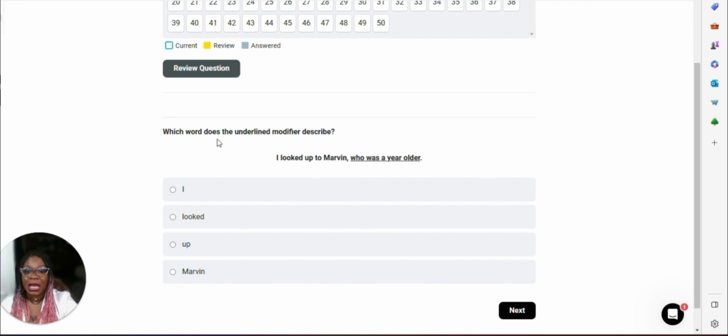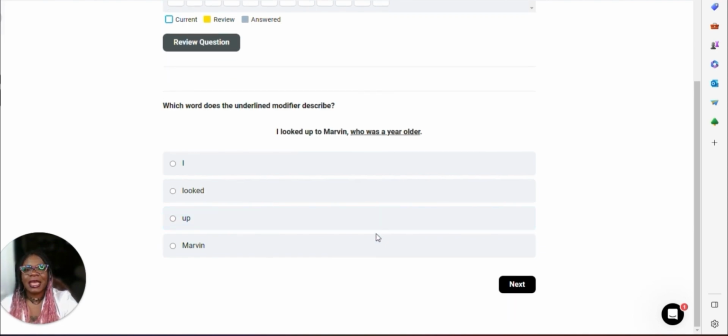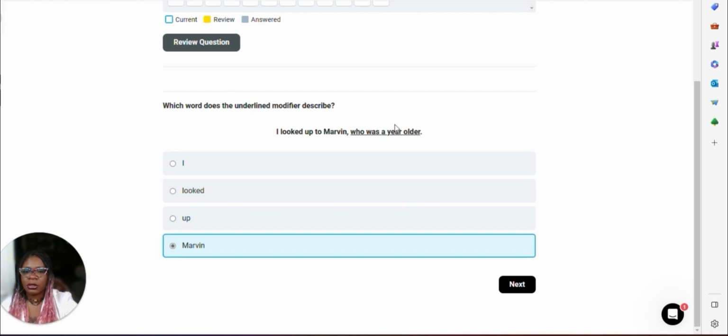Which word does the underlined modifier describe? I looked up to Marvin, who was a year older. Is it I? Is it looked? Or is it Marvin? The answer is going to be Marvin, and that's because who was a year older describes Marvin. So that's going to be your underlined modifier that's describing Marvin.